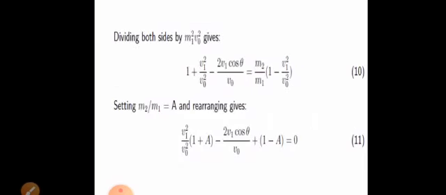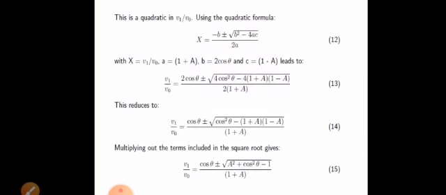Okay, so this equation is a quadratic equation in v1 by v0. As you can see, it is in the form of a x square plus b x plus c, where instead of x, you can see it is v1 by v0. So solving a quadratic equation using the formula x is equal to minus b plus or minus square root of b square minus 4ac divided by 2a, I'm giving the substitutions here: what is a, what is b, and what is c. Writing from equation number 11, x is equal to v1 by v0, a is equal to 1 plus a, b is equal to 2 cos theta, and c is equal to 1 minus a.